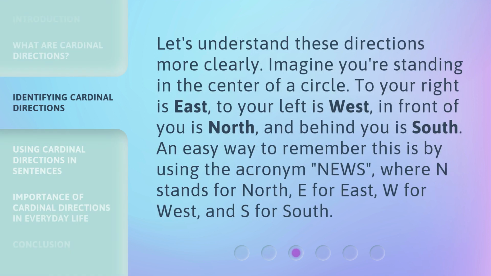Let's understand these directions more clearly. Imagine you're standing in the center of a circle. To your right is east, to your left is west, in front of you is north, and behind you is south. An easy way to remember this is by using the acronym NEWS, where N stands for north, E for east, W for west, and S for south.